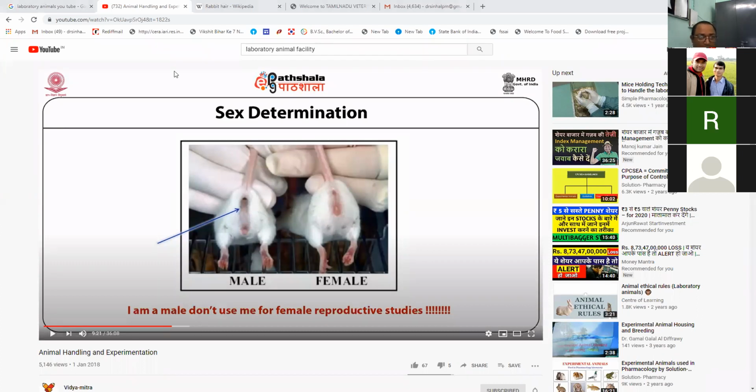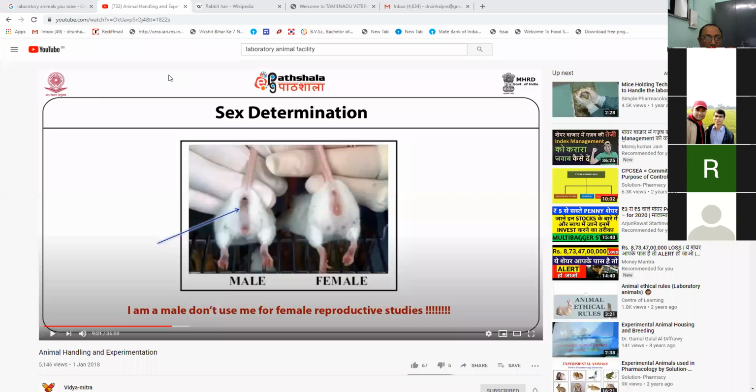Sir, its anal pore will be bigger in the male and smaller in the female. Not bigger, that is not the difference. As you see the distance, that is the point. You see the distance between the anus and the genital portion, if you don't identify the sexes properly.